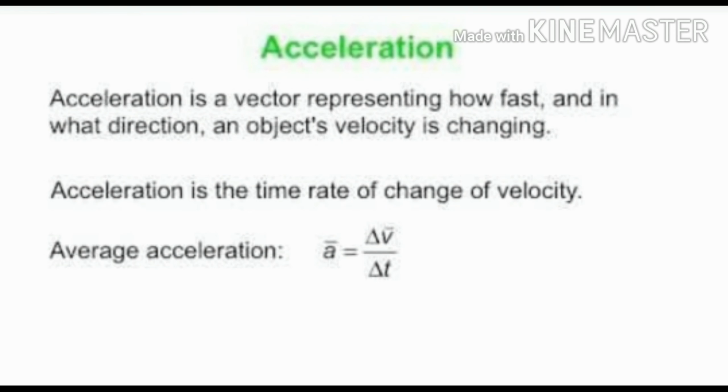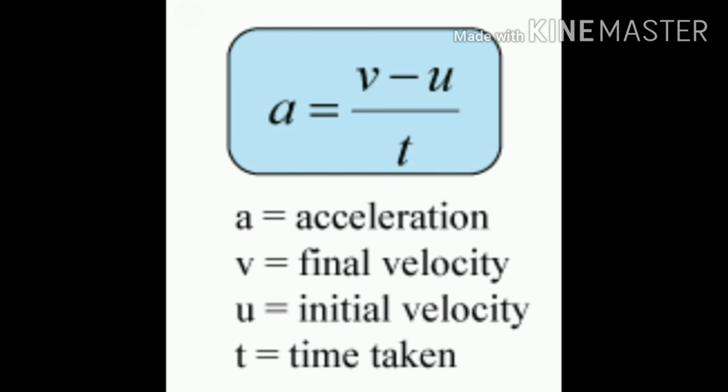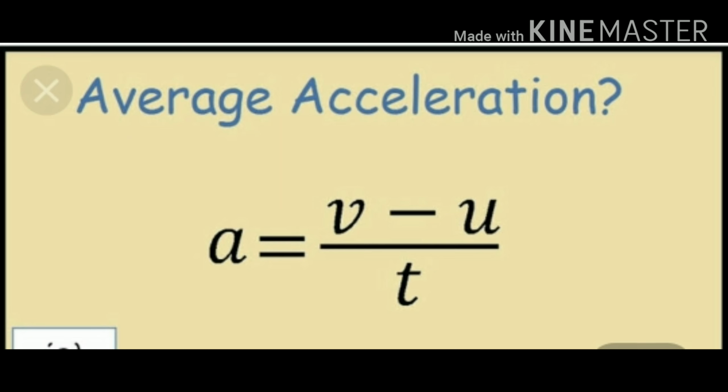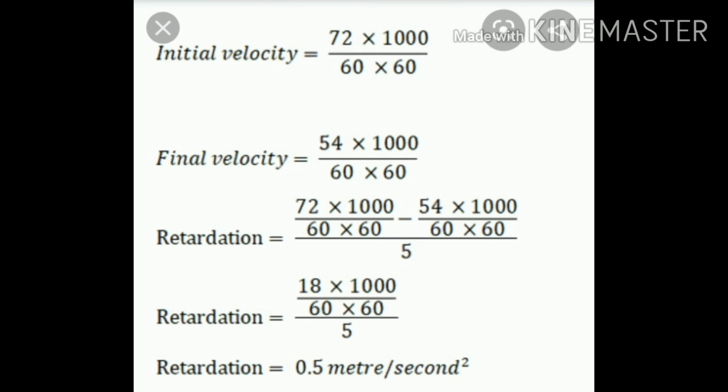So what is acceleration? Acceleration is the rate of change of velocity, that is final velocity minus initial velocity. It can be positive, negative or zero also. Its formula is acceleration equals (v minus u) divided by t, where v is final velocity, u is initial velocity and t is time. Negative acceleration is also called retardation or deceleration.